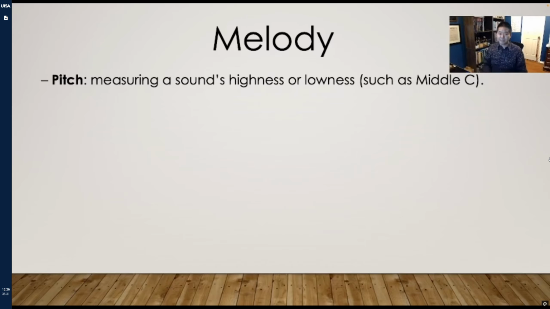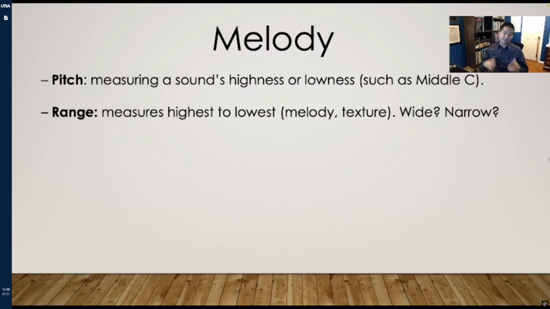Alright, so here's middle C, same pitch an octave higher, and then that same pitch, but an octave lower. And we can go all up and down the piano the same way until we get to very high pitches, or very low ones. So pitch measures the highness or the lowness of the sound. Next we can talk about range.